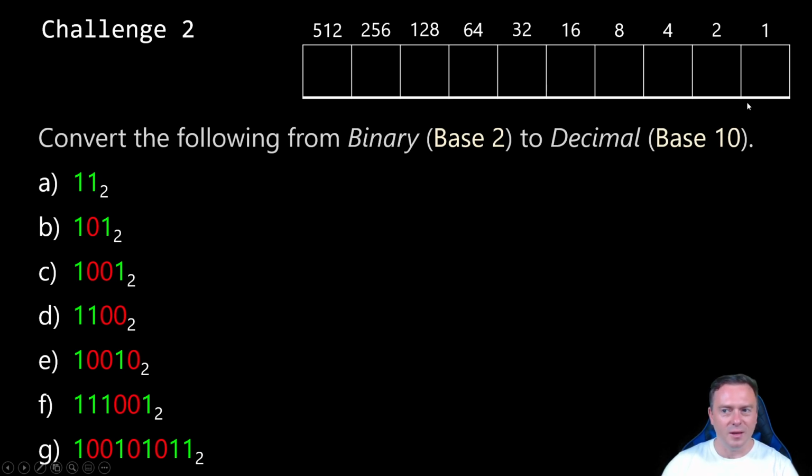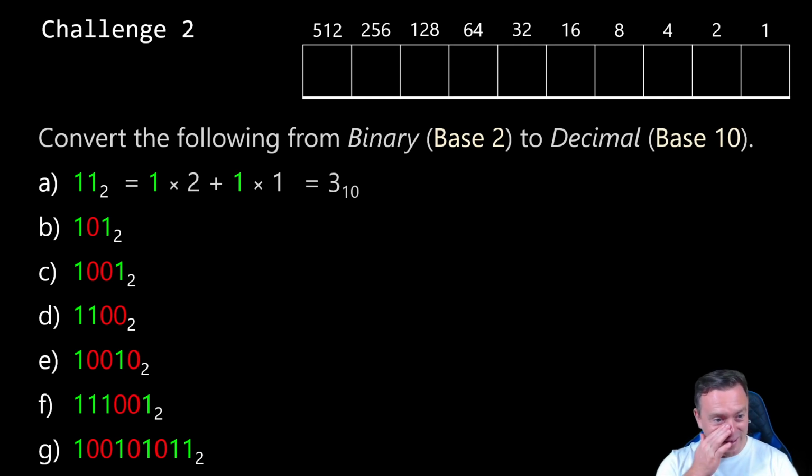So 11, if I put it there, means I have a 2 and a 1. So it means 2 plus 1. 11 in base 2 is the same as 2 times 1 plus 1 times 1, which is the same as 3 in base 10. Which should make sense, because if you count in binary, we go 0, 1, 10, 11. Okay. The next one, have a go. Pause the video there, see if you can do them all, and I'll see you soon.